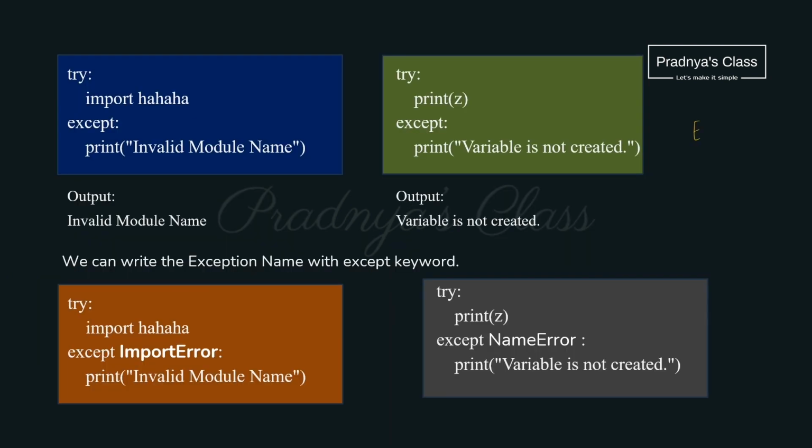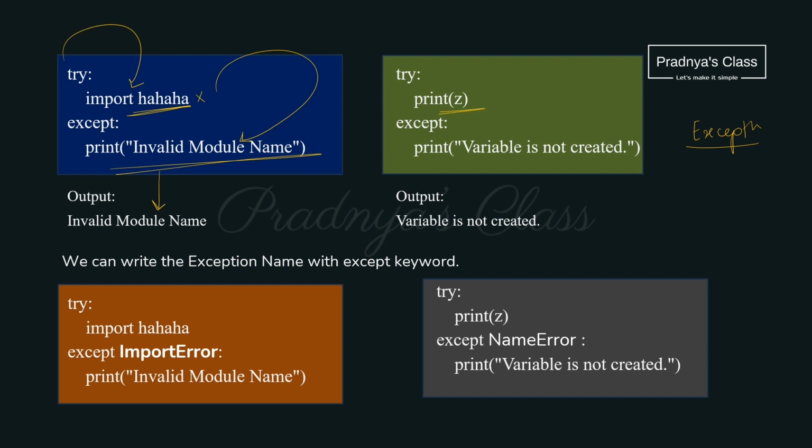We discussed some examples which were causing exceptions. Now let's try to understand how to resolve them. We were trying to import a module which doesn't exist. That statement we have written in the try block. When this exception occurs, it will come to the except block and we are printing the message invalid module name. So here is the output of the code. We are not getting any exception error.